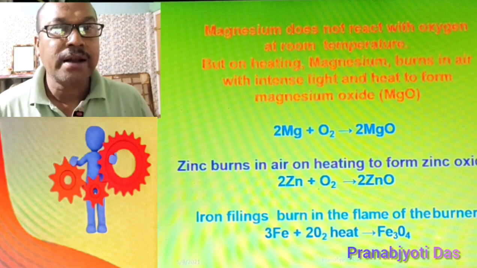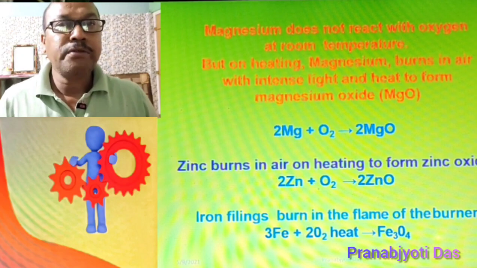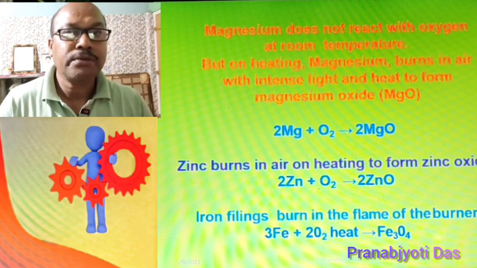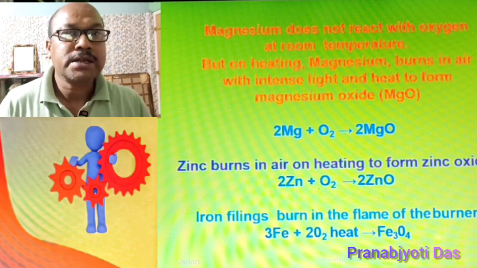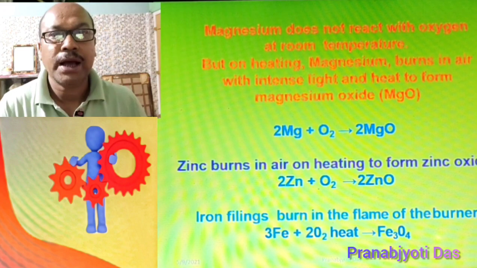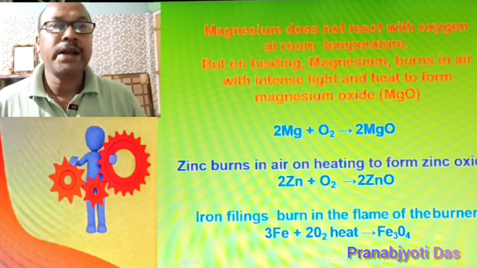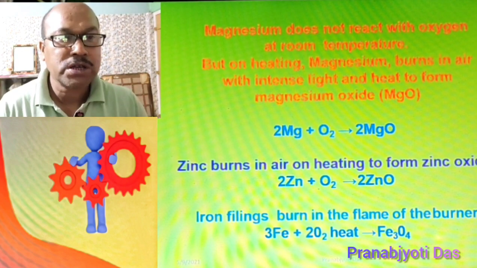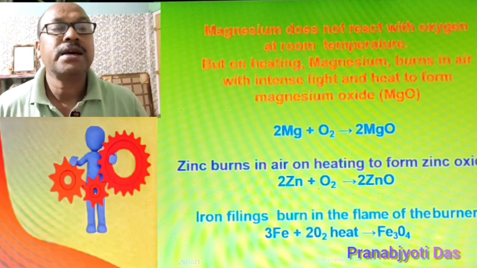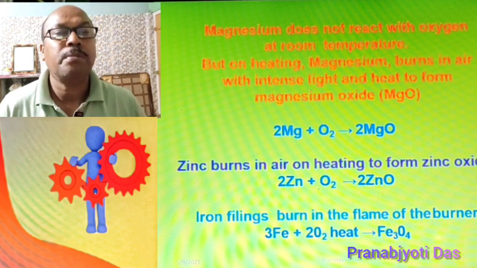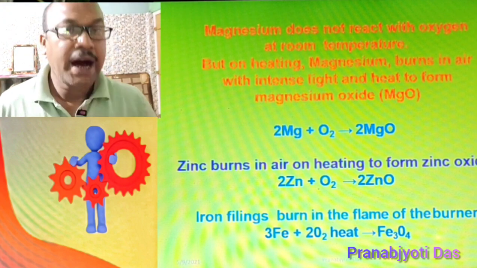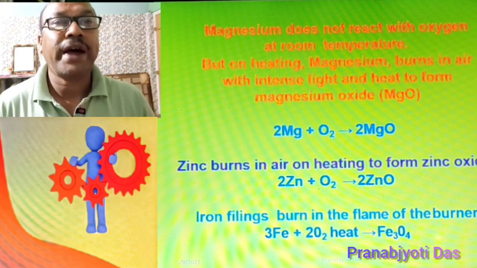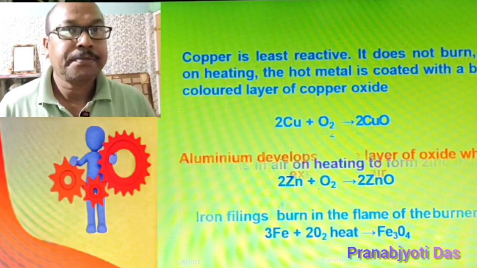Similarly, you will get another example, and that is iron. Iron filings. You know what is filings? Filings means the powder. If you just cut a piece of iron with a saw, then some powder like structures will appear, and these are called iron filings. These iron filings will burn in a flame of a burner, and when it burns, definitely oxygen will come and combine with it, and as a result iron and oxygen, when they combine together in presence of heat, will produce iron oxide, that is Fe3O4, that is ferrosoferric oxide or mixed iron oxide.